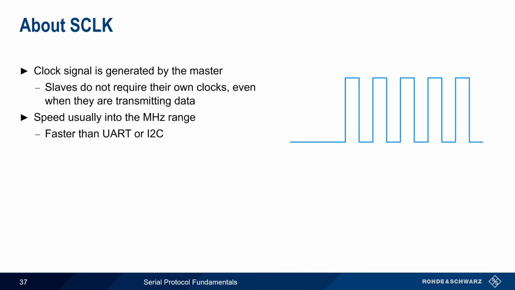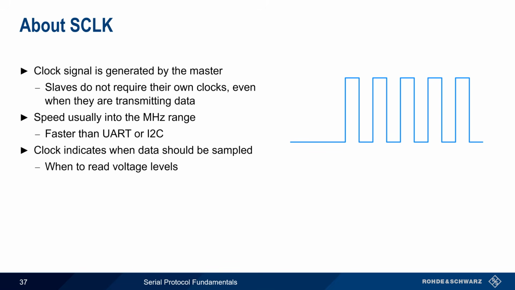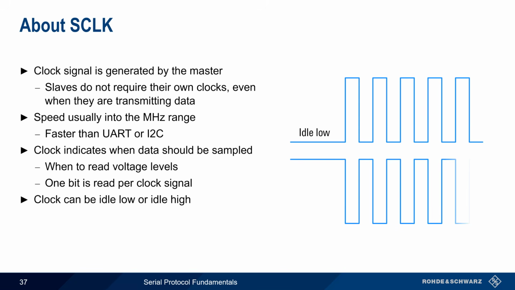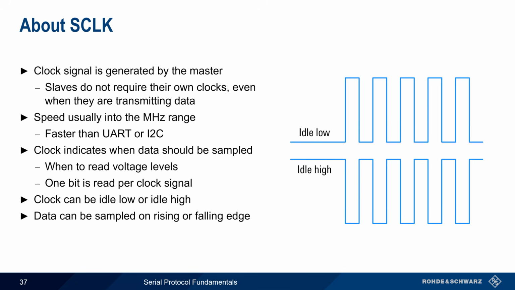The purpose of the clock is to indicate to the receiver when the data should be sampled, that is, at what time the voltage level on the data line should be read. As with most other digital data transmission schemes, 1 bit is read per clock symbol. The clock signal in SPI can either be idle at a low state or at a high state, and data can be sampled on either the rising or falling edge of the clock signal. We'll cover this topic in much more detail in just a few moments.